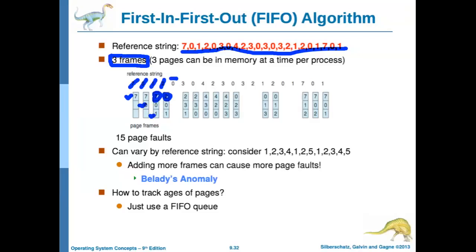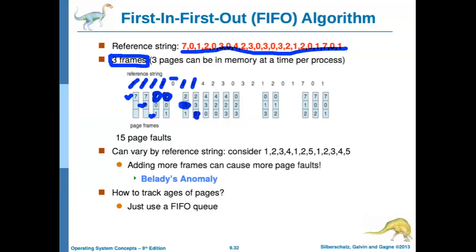Then 3. See, it was initially 2, 0, 1. 3 is not there. That means we need to remove. Now what to remove? Out of 2, 0, 1, which one is loaded first? 0 is loaded first. So 0 is replaced with 3 here. This is one more page fault. Now it refers to 0. Again there is a page fault. So out of 2, 3, 1, 1 was loaded first. So 1 is replaced with 0. So this is again a page fault.